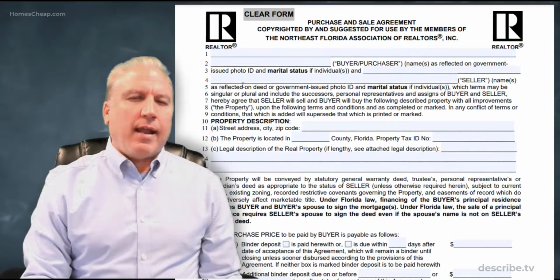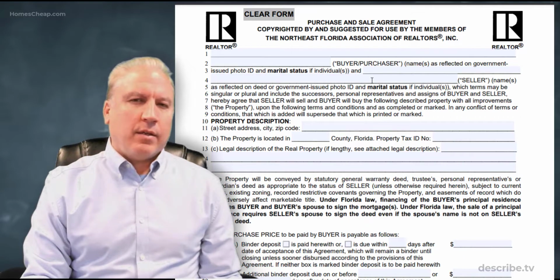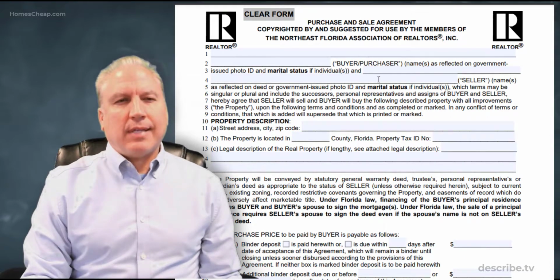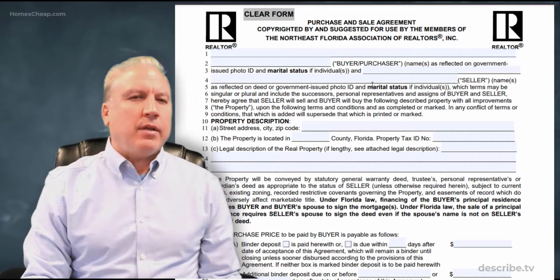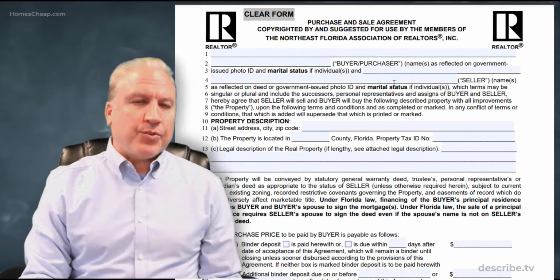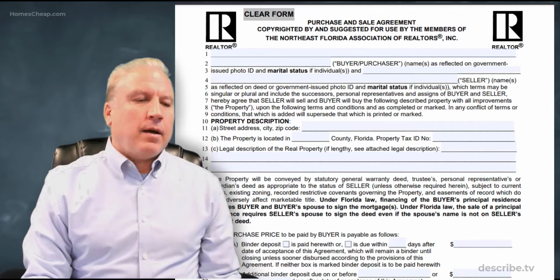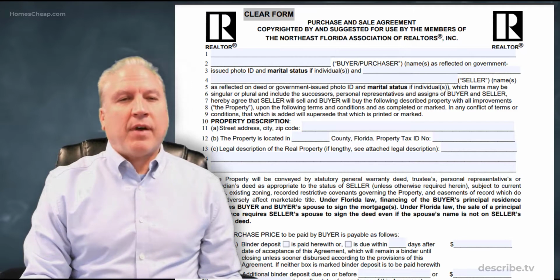Today we're going to look at a purchase and sale contract for real estate. In most states there is a standard purchase and sale agreement that's usually provided by the Association of Realtors. Sometimes there may be another organization, sometimes it's a title company or even a government agency that provides a standard contract.